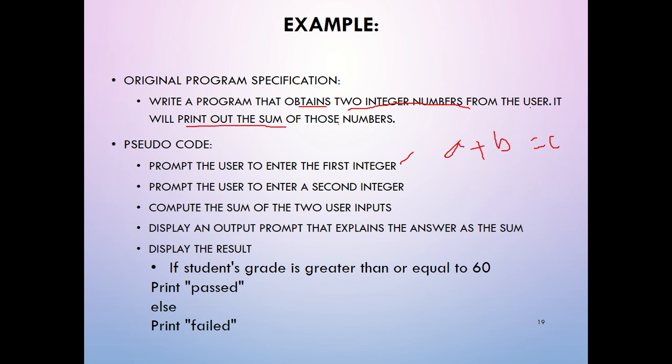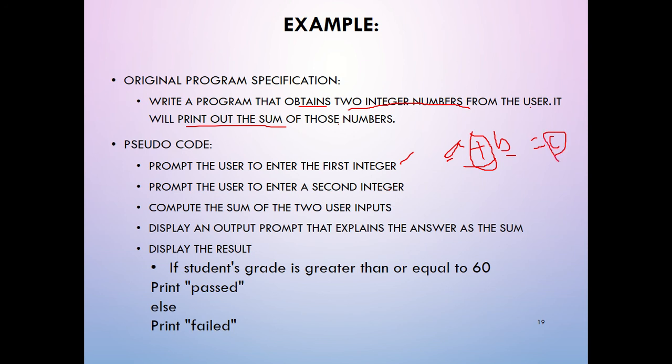So the first pseudocode step is: the user enters the first number, enter A. The second, the user enters the second integer, enter B. Then compute the sum of the two user inputs. Then display an output prompt that returns the answer as the sum. The sum is this one.